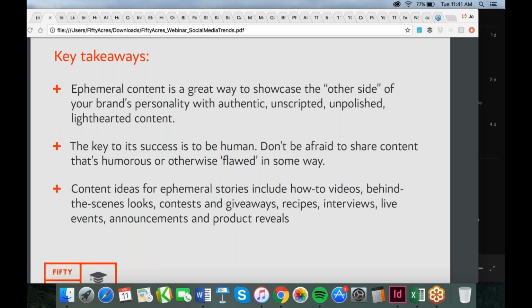Content ideas for ephemeral stories include how-to videos, behind-the-scenes looks, contests and giveaways, recipes, interviews, live events, announcements and product reveals. I think I might have mentioned on last month's webinar, we're organising one of these things, the live 50 Acres Academy, which we're going to roll out around the country soon, and we'll probably stream them on Facebook Live or Instagram, or both. The webinar before last, I did stream it on both.